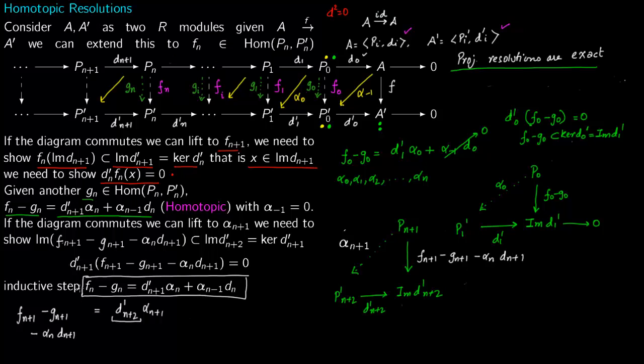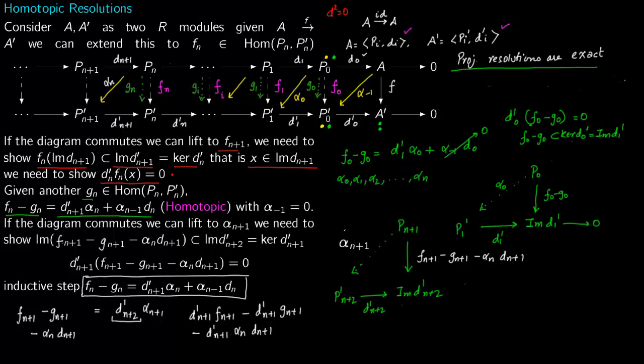So now we have nothing much left to do except actually apply this d prime n plus 1 to this element right here. So let us do this. You have d prime n plus 1 f n plus 1 minus d prime n plus 1 g n plus 1 minus d prime n plus 1 alpha n d n plus 1. So alpha n is right here. Let us first focus on this one.